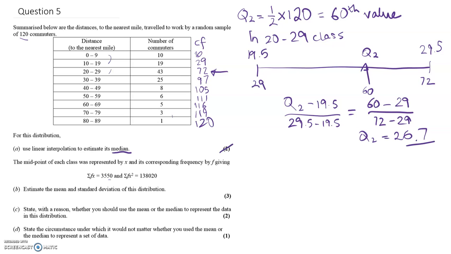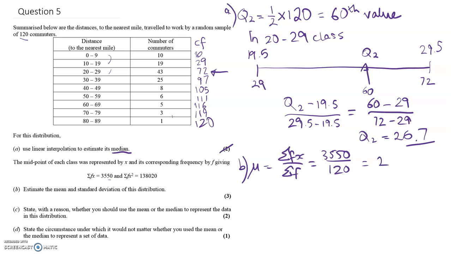The next thing you need to do is to work out the mean and the standard deviation. You've already been given total fx and total fx squared, so you don't need to use the stats function in your calculator. You just need to recall the formulae. So for mean, it's total fx over total f. So you need to do 3550 over 120. And that gives you 29.6.